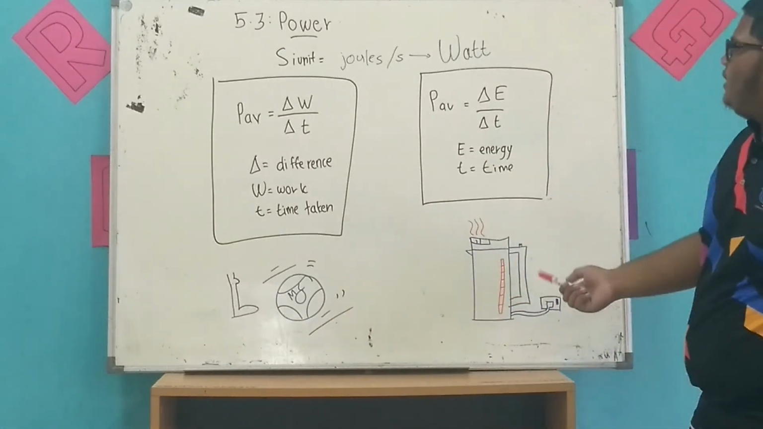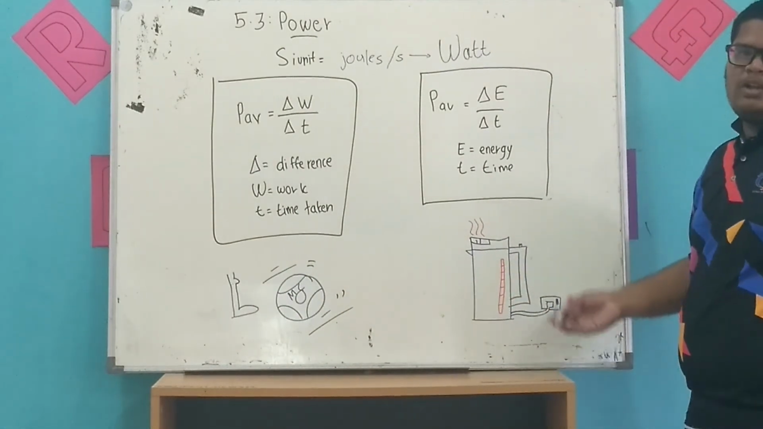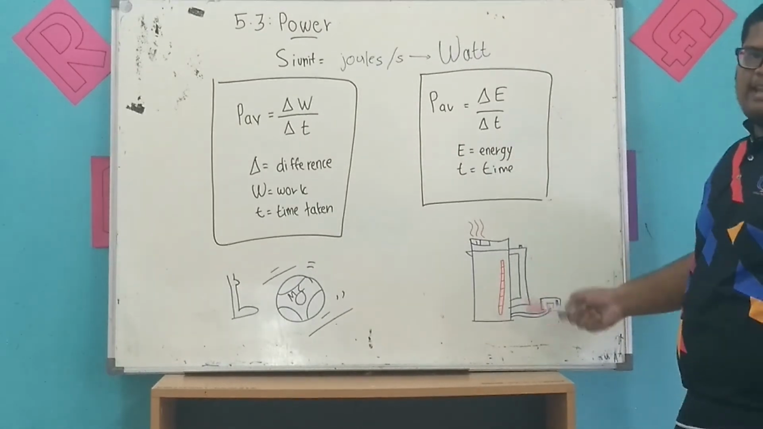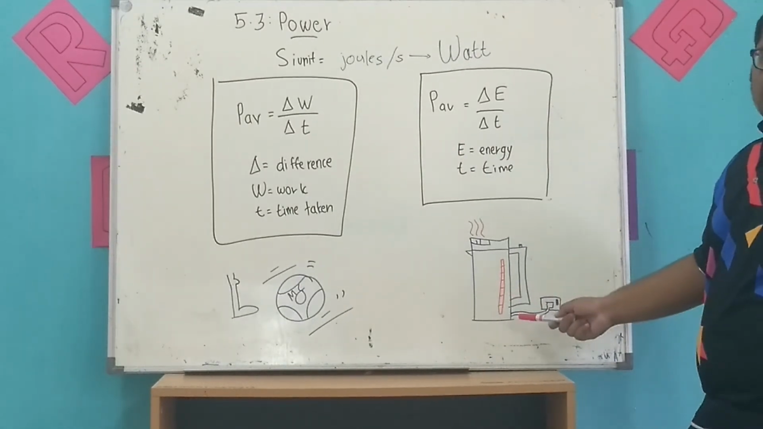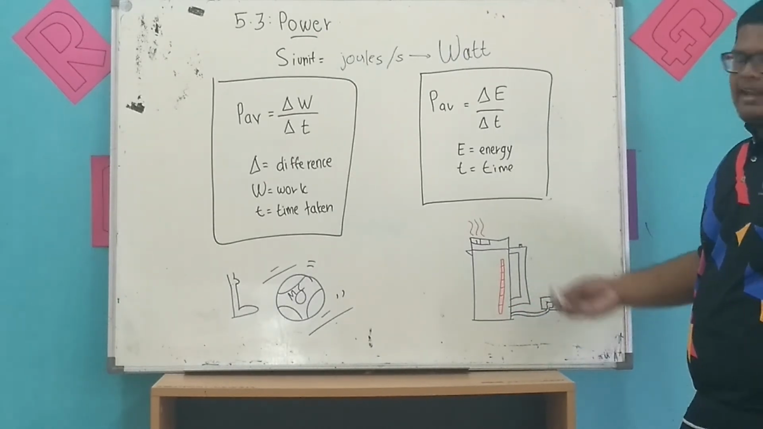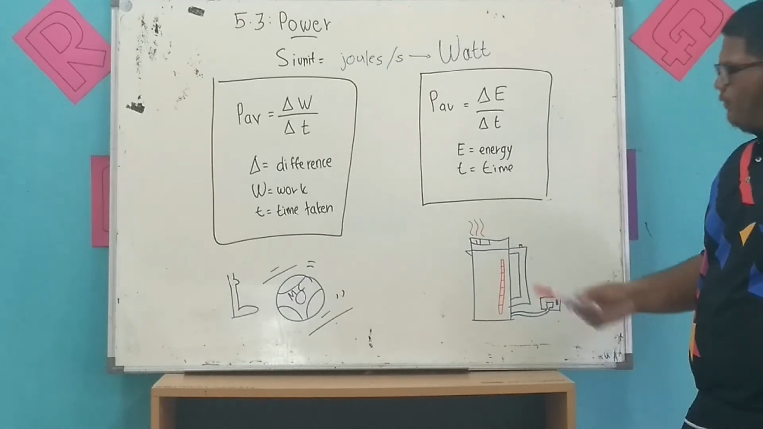And for the second situation, we are looking at a kettle boiling water. E is the energy used by the kettle to bring the water to its boiling point, and T is the time taken for the water to boil.